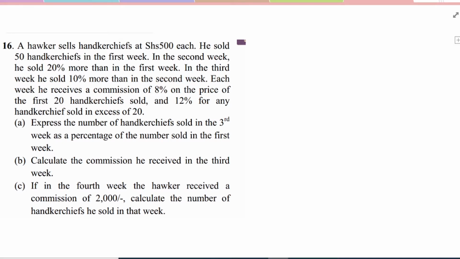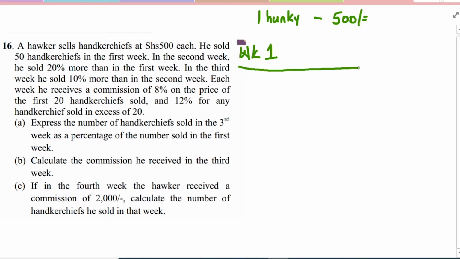This is quite a detailed question. Let's break it down slowly. Okay, a hawker sells handkerchiefs at 500 each. So there is week 1. One hanky is 500 shillings only. In week 1, he sold 50 handkerchiefs in the first week. So let's look at week 1. In week 1, he sold 50 handkerchiefs, right?